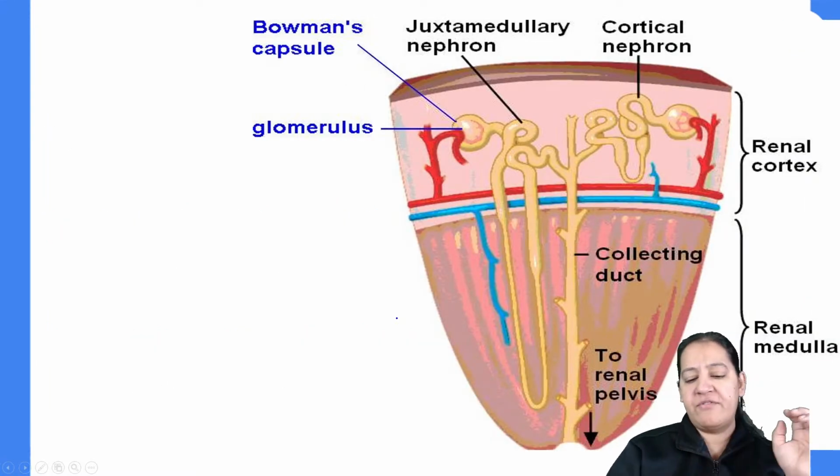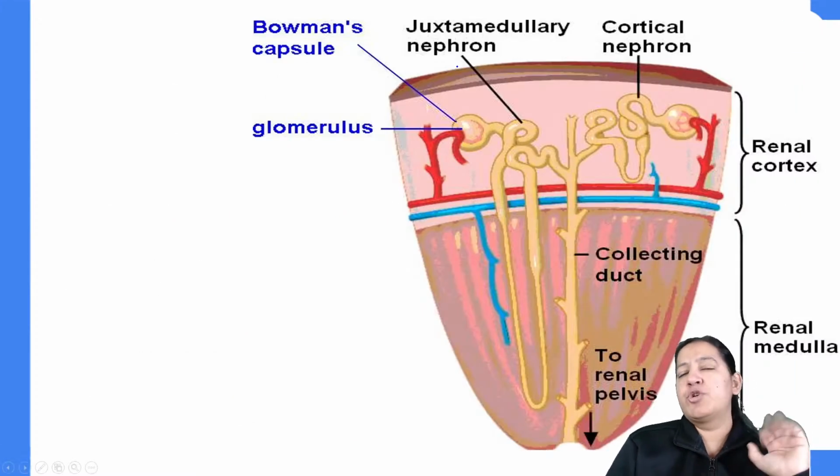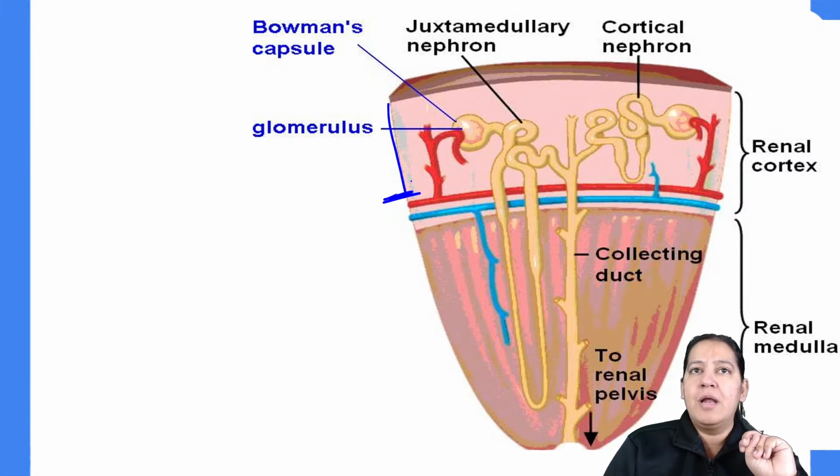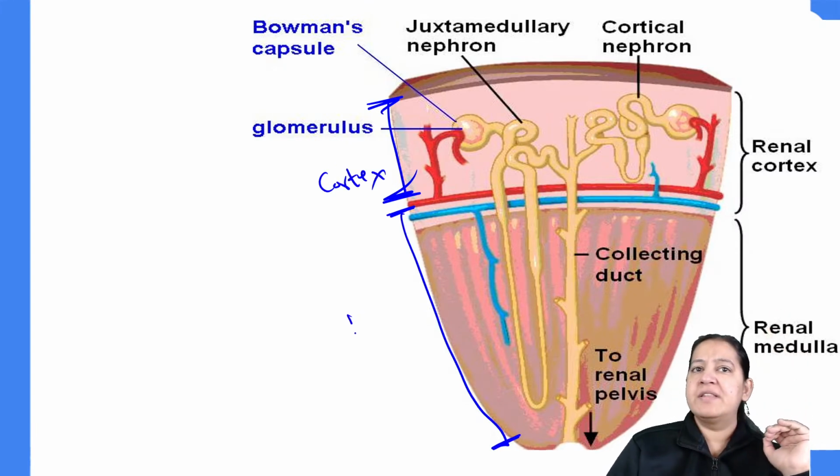What are the 2 types of nephron? Let me cut this portion of the kidney. Can you see? I am cutting a cortex and a medulla in this way. Can you see this portion of the kidney? Inside it there are 2 nephrons. Can you see? This portion is cortex and this portion is medulla.